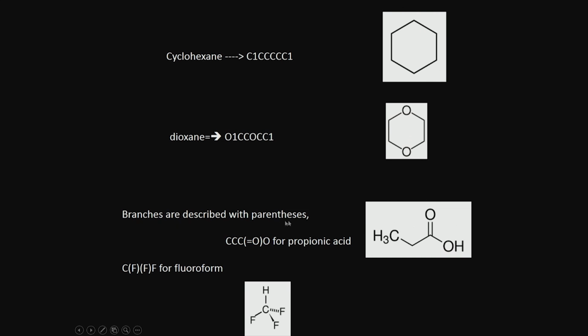And branches are described in parentheses. So, I want a ketone, so I have 3 carbons and there is a double bond O on this carbon as well as a single bond O with this carbon. So, as you can see, I have an acid here, that is a propionic acid. So, I have carbon, carbon, carbon, this carbon has a double bond O and this carbon also has a single bond O. For fluoroform, we have carbon, there is an F with this carbon, there is another F with this carbon and this carbon and F are connected. So, fluoroform.